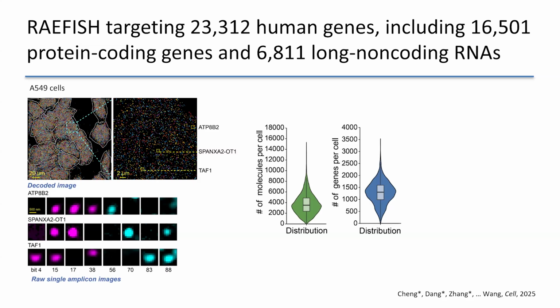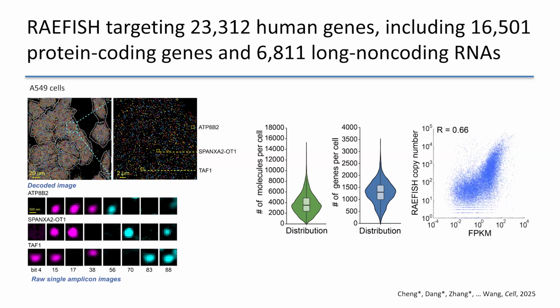On average, we detected nearly 4,000 RNA molecules per cell from about 1,300 genes per cell. This detection efficiency is comparable to single-cell RNA sequencing and high-quality in situ sequencing methods. At the bulk level, RAEFISH RNA copy numbers of different genes correlated well with their bulk RNA sequencing results, validating the RAEFISH result. Can RAEFISH be applied to tissue?